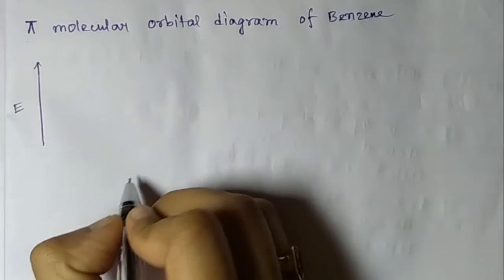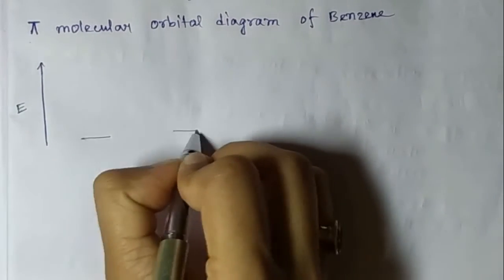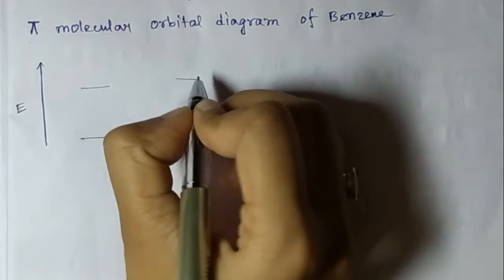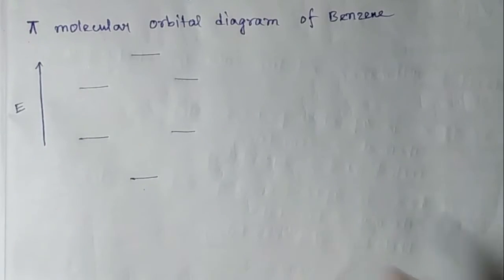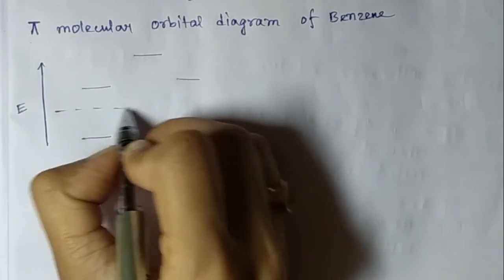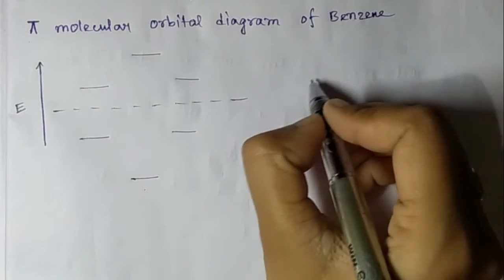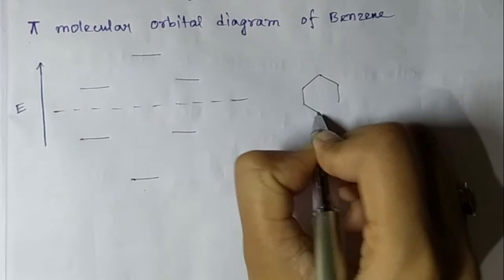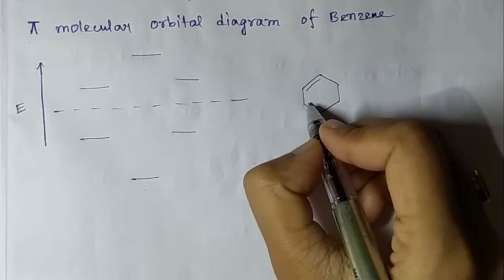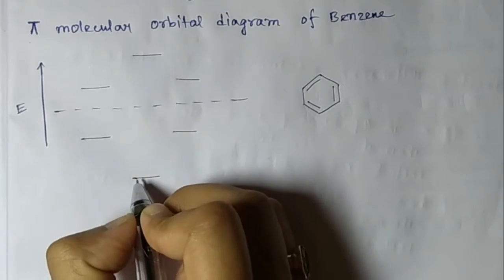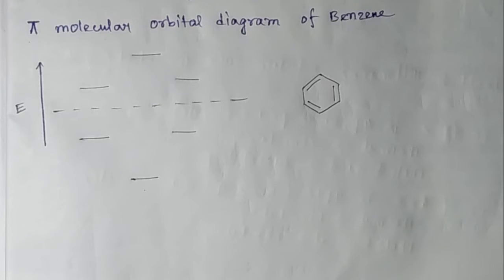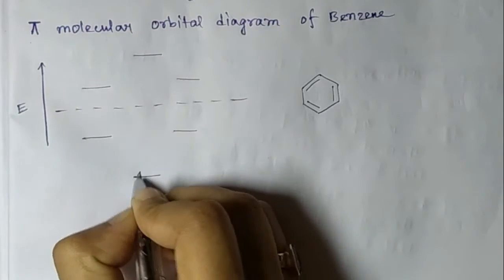Earlier I have told you how psi 1, psi 2, psi 3, psi 4, psi 5 and psi 6 exist, and where the horizontal line is present. So this is simple like that. And as we know, in benzene there are 3 pi bonds, that is why there are 6 pi electrons. So we can simply put the electrons in this way.